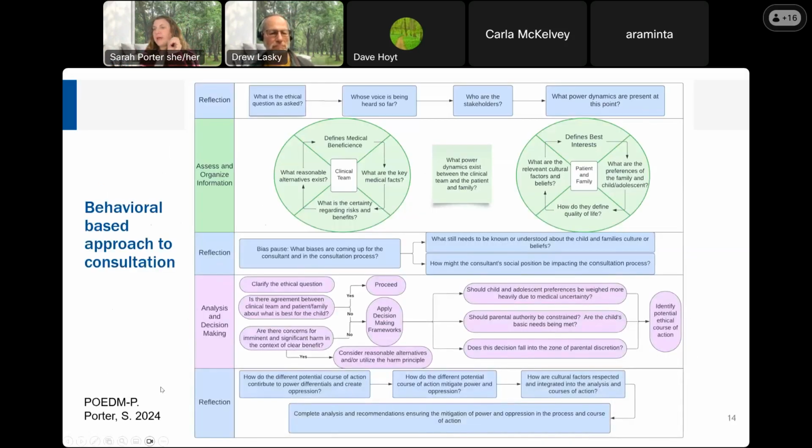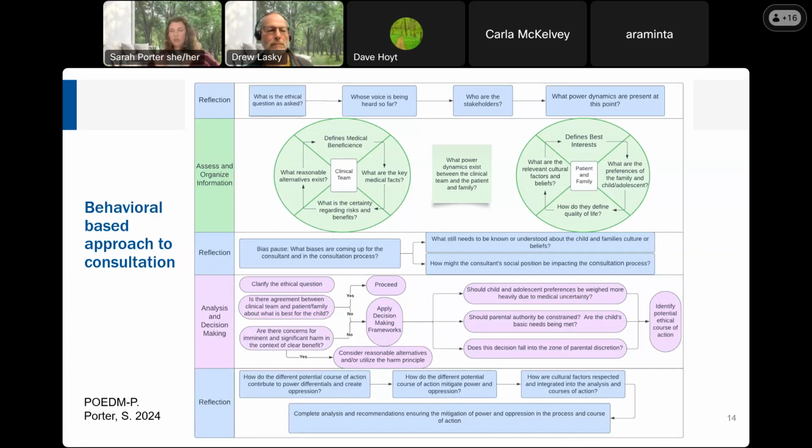Okay, lastly, now this is a little bit about me. I'm currently in the certificate program for pediatric ethics out of Children's Mercy. And I wanted to just reference, this is where I got the green circles from that you saw earlier. This is a tool that I'm working on developing that is a behavioral-based approach to pediatric ethics consultation that mirrors some of what we've talked about today.